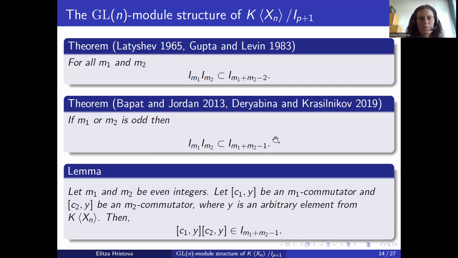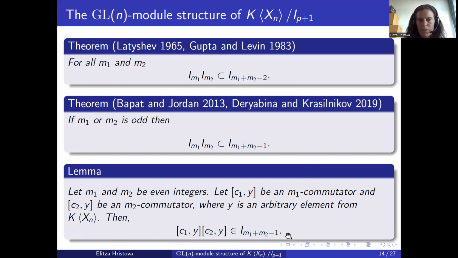But since this theorem doesn't work if we drop the condition of one of them being odd, this is still not enough for an optimal bound. And so we add a small lemma here to make it enough for an optimal bound. And this small lemma says that if we take two commutators of even length, such that the last entry in the two commutators is the same arbitrary element from K of xn, then this product lies in the smaller ideal I m1 plus m2 minus 1.